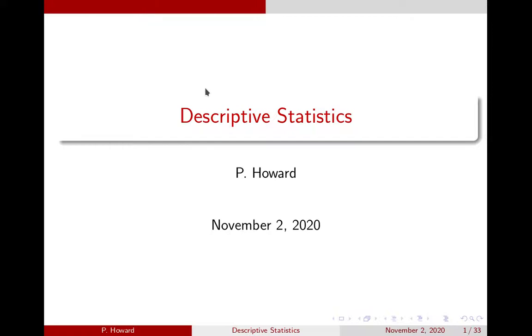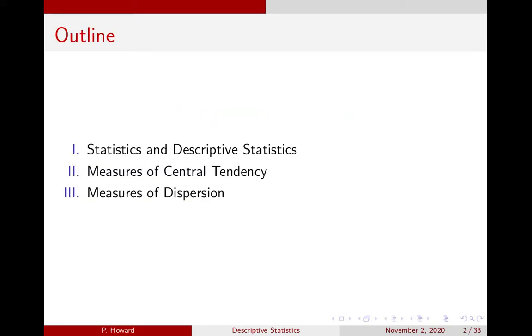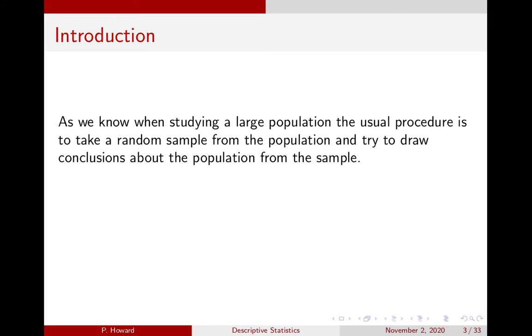In this video, we're going to look at a couple of ways of describing data, the area of descriptive statistics. We'll first review briefly what statistics and descriptive statistics are, and then we'll look at measures of central tendency for data and measures of dispersion. So when we're studying a large population, as we know, the usual procedure is to take a random sample and then try to draw conclusions about the population from the sample.